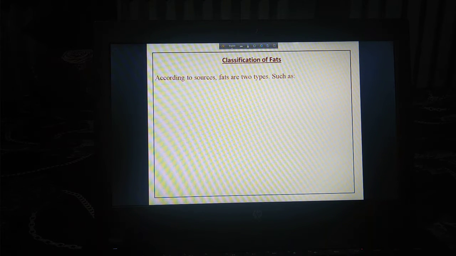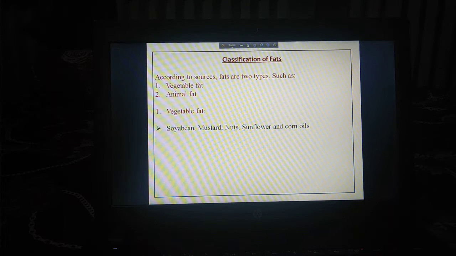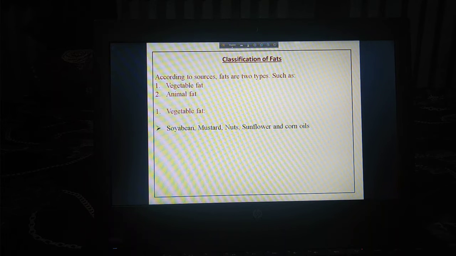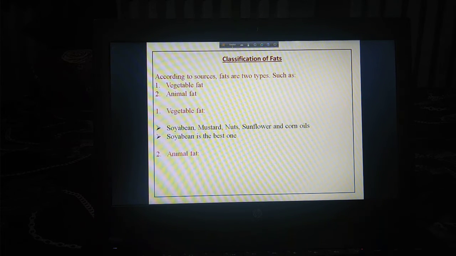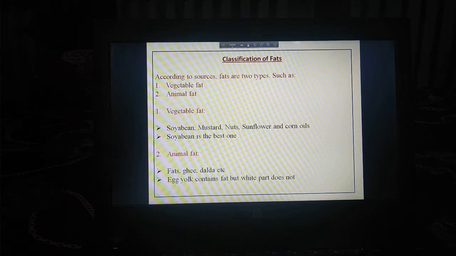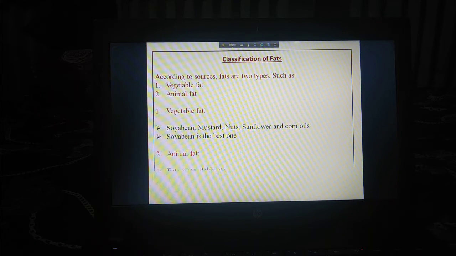Classification of fats. According to source, fats are two types: vegetable fat and animal fat. Vegetable fat means soybean, mustard, nuts, sunflower and corn oils. Soybean is the best one. Animal fat is mainly fats, ghee, dalda, etc. Egg yolk contains fat but the white part doesn't.